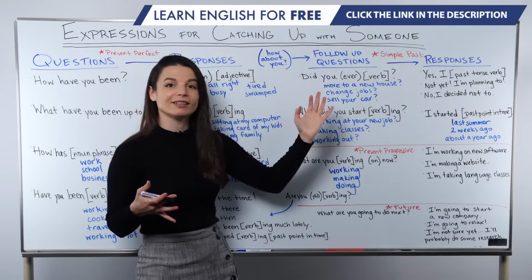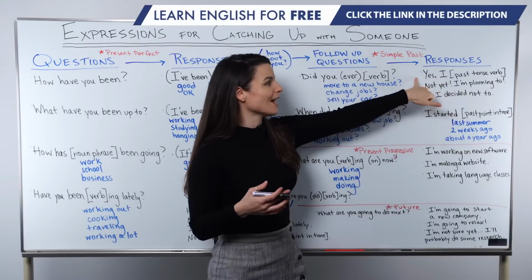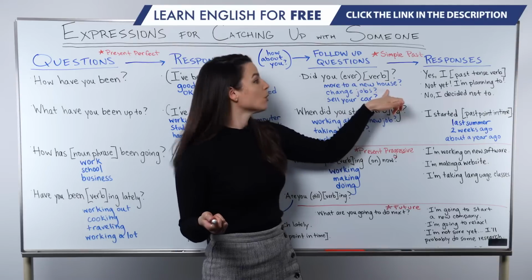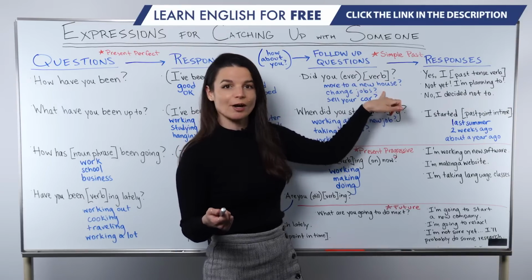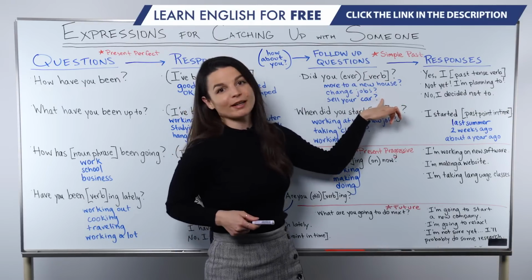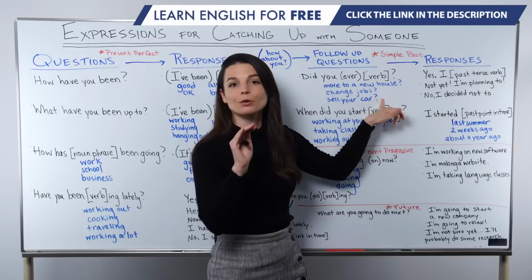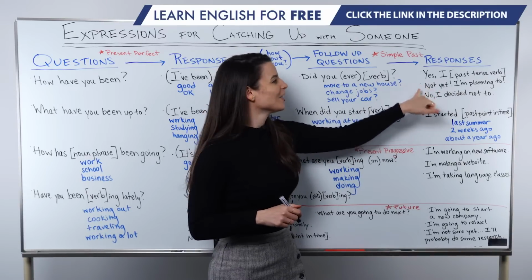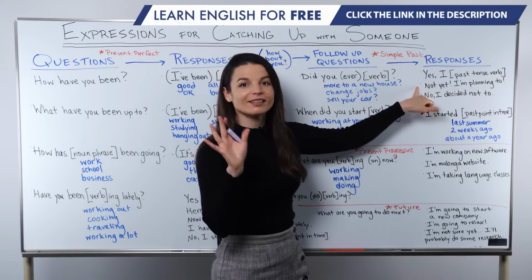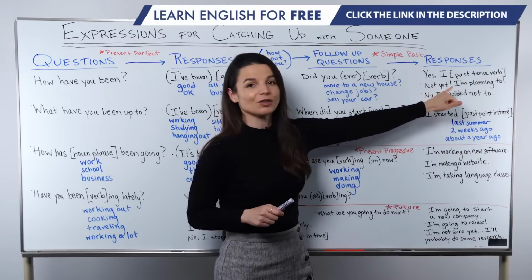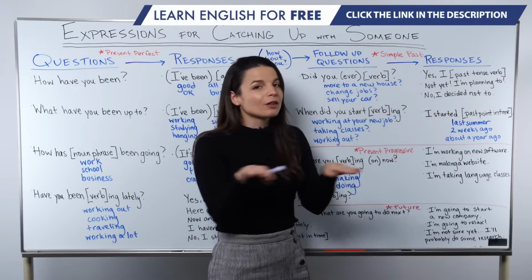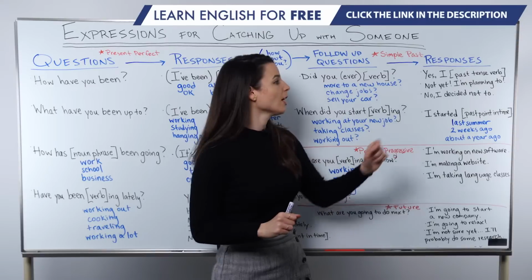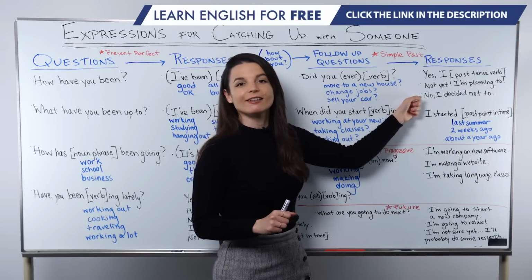So, simple past tense question. How do we respond to this? We respond with yes, I past tense verb. So, yes, I moved, or yes, I changed jobs, or yes, I sold my car. So that's a very simple, straightforward, clear answer. Yes, I did, in other words. You can also say not yet, I'm planning to. So this shows that although there's no change at this point in time, there will be a change in the future. And finally, nope, I decided not to.